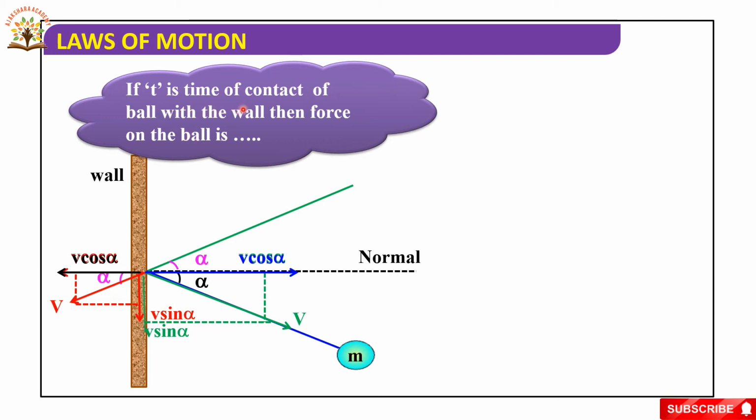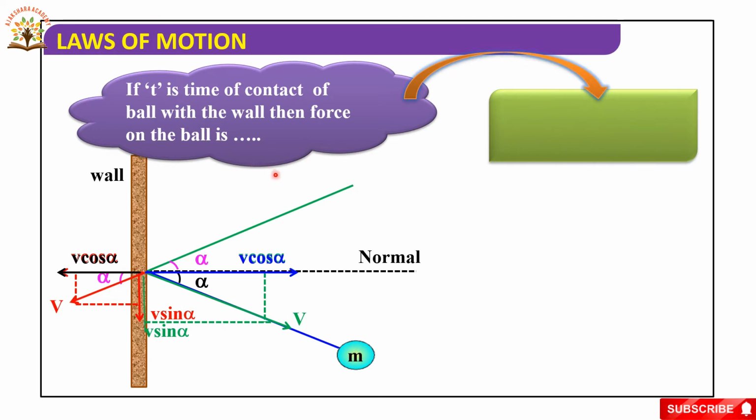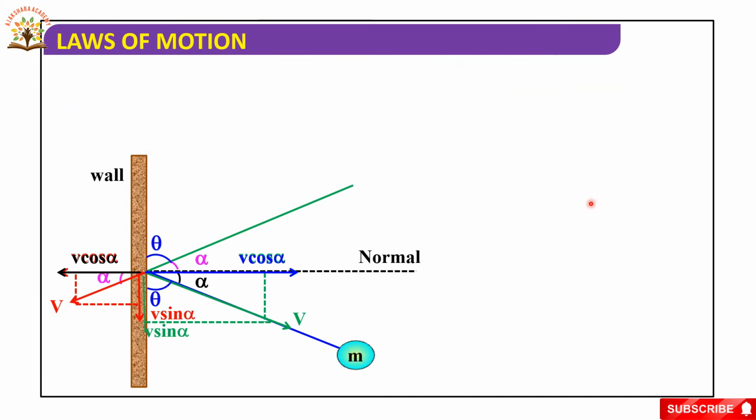If t is the time of contact of the ball with the wall, the force on the ball is F equals dp by dt, that is equals 2mv cos alpha by t.